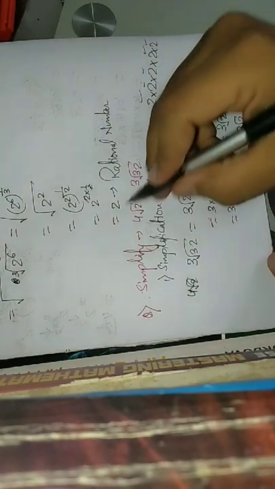Now since root 2 is an irrational number, this value is an irrational number. So 12 root 2 we got, right? So this value is 12 root 2. This is 4 root 2. So 4 root 2 plus 12 root 2 gives you 16 root 2.